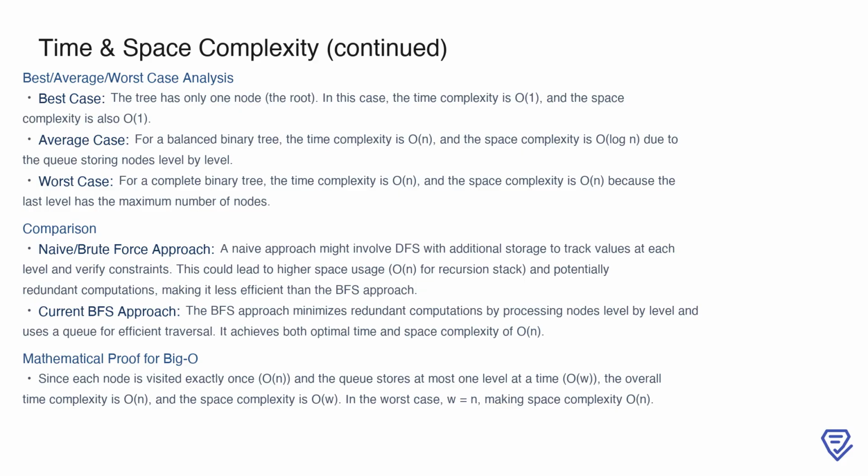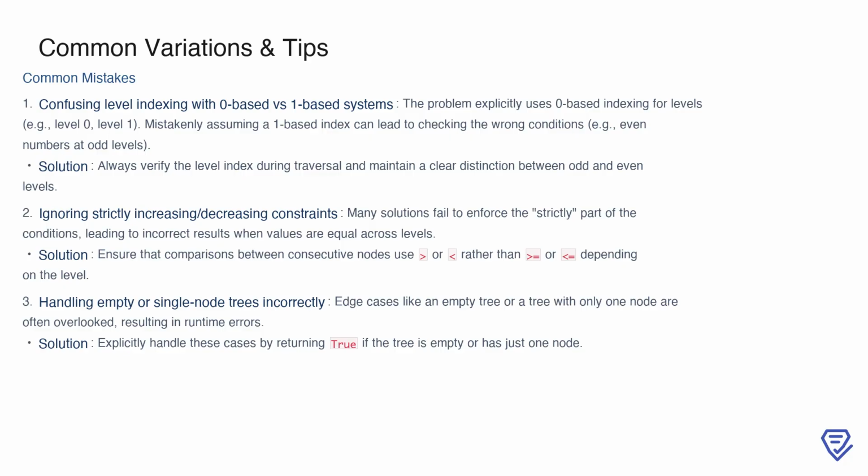Therefore, the overall time complexity is O(n), and the space complexity is O(w), which simplifies to O(n) in the worst case when w equals n. When solving the even-odd tree problem, there are several common mistakes to be aware of, starting with the confusion between 0-based and 1-based indexing for levels. The problem explicitly uses 0-based indexing, so levels begin at 0, not 1.